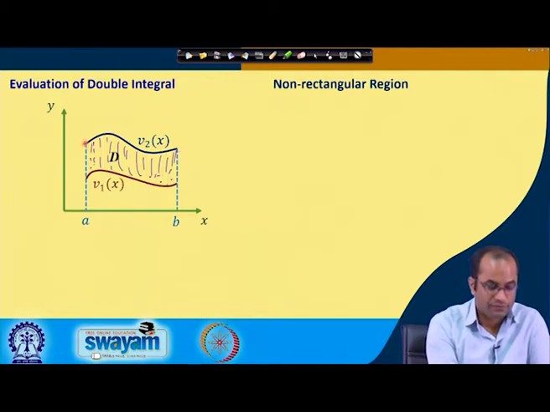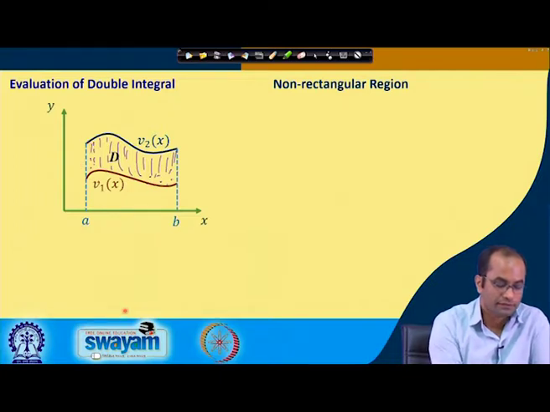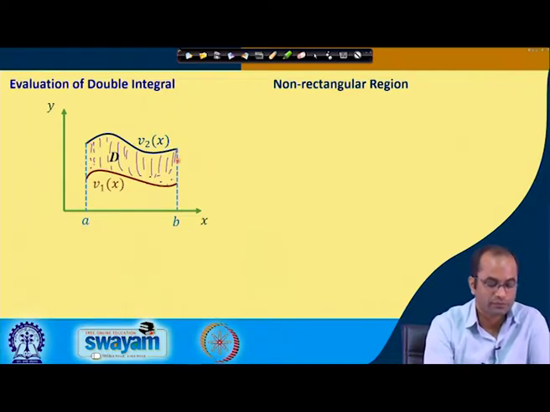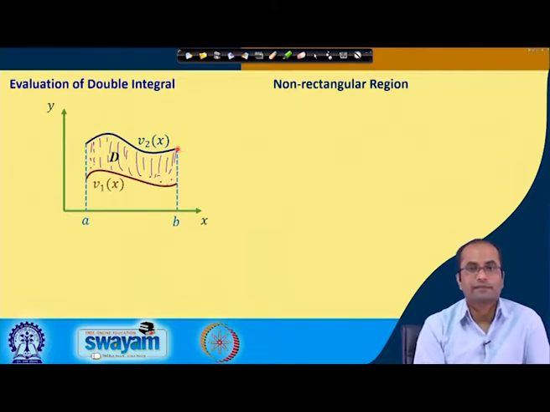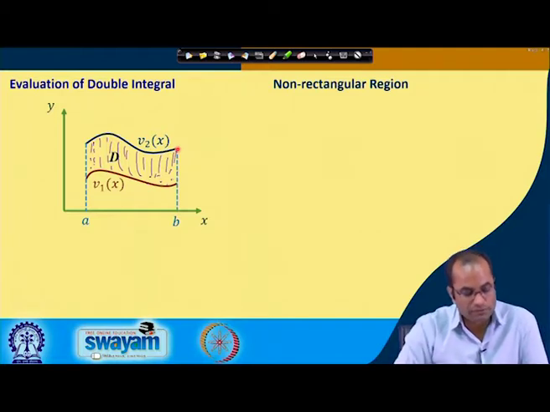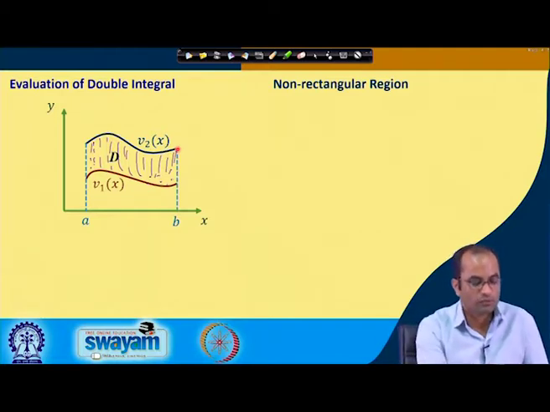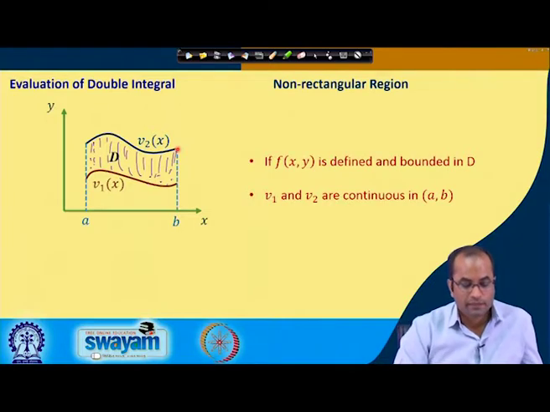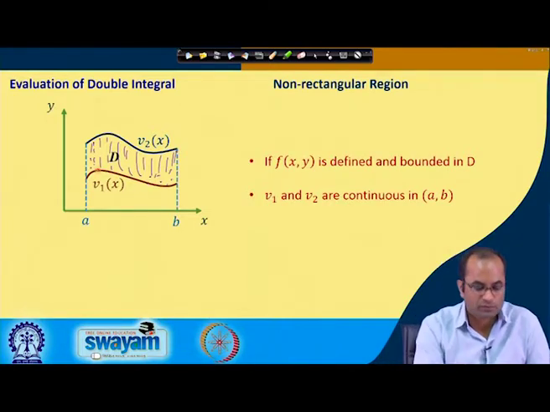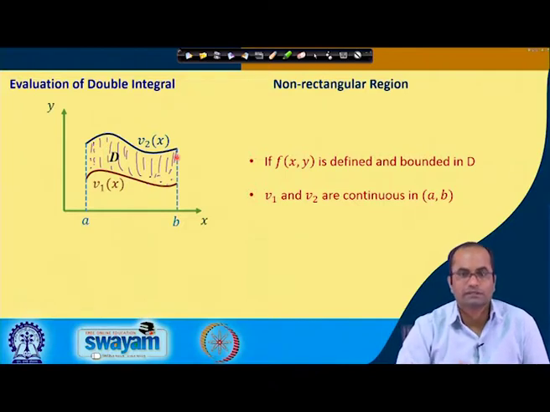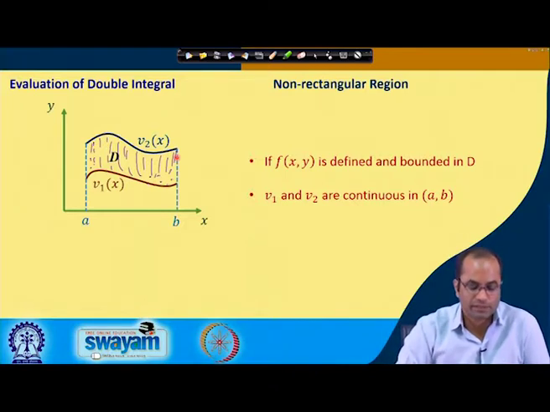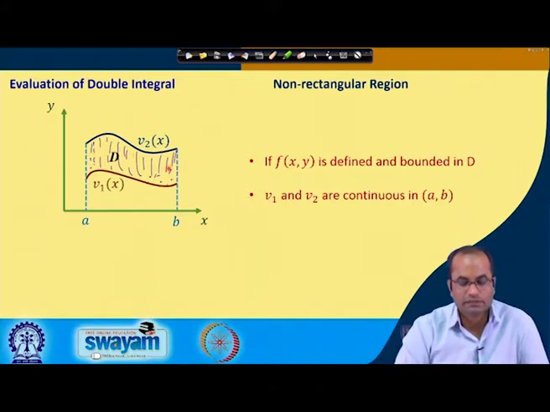In the direction of y, we have this constant. So, from x equal to a to x equal to b, this is the cut, but in this direction here, in the direction of y, we have the functions v1(x) and there v2(x). So, for such domains also it is not difficult to compute the integral over this domain D, and first we assume that this f(x, y) is defined and bounded, or piecewise continuous, in this domain, and this v1 and v2 are continuous functions.